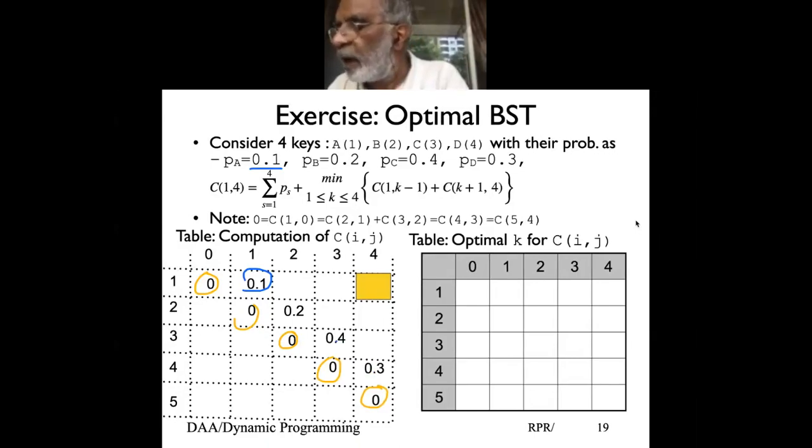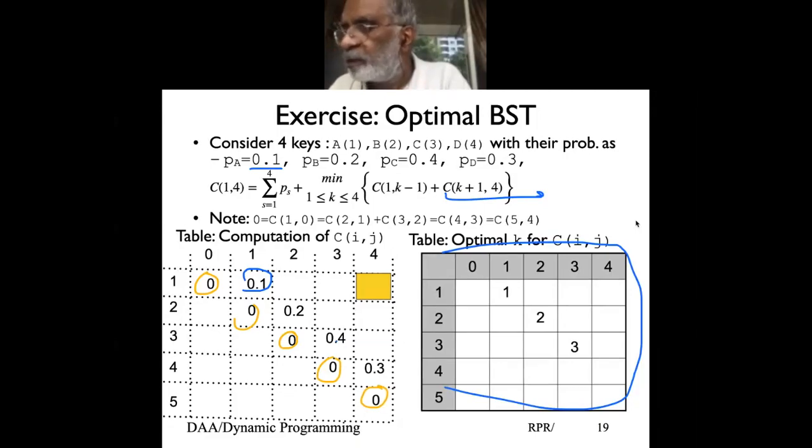We know that. And now making use of this, how do we build? We also want to find the minimum, which k gives me the optimal value, and we keep that value in what is called a root table. Because our ultimate objective is to find the root of the binary search tree. That's what we really want to find. So look at C11: I have only one node, that has to be the root, so the value has to be 1. For C22, the value has to be 2. For C33, the value has to be 3. And for C44, the value has to be 4.